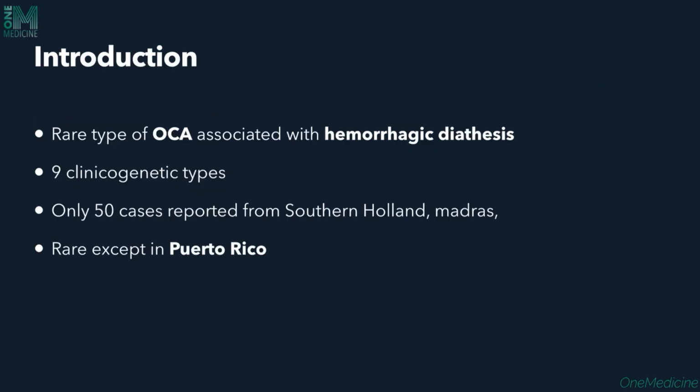Hermansky-Pudlak syndrome is a rare type of oculocutaneous albinism. There will be oculocutaneous albinism along with hemorrhagic diathesis in this condition. 9 types are basically there, reported in southern Holland and Madras. It's in Puerto Rico also.